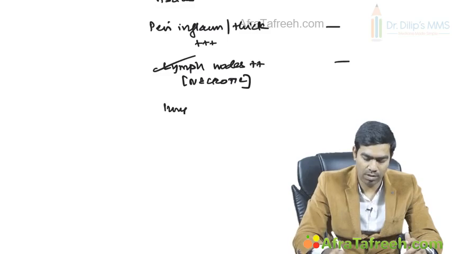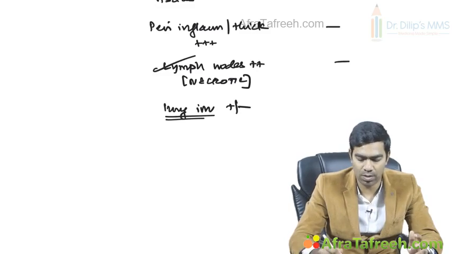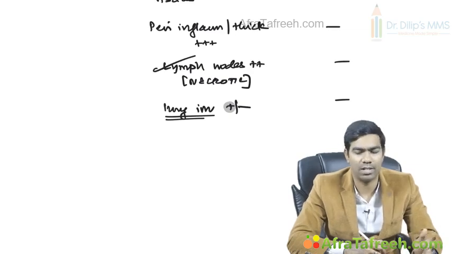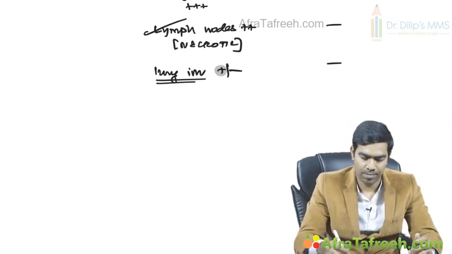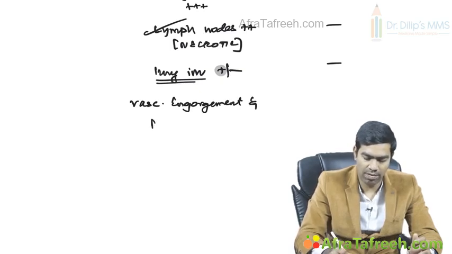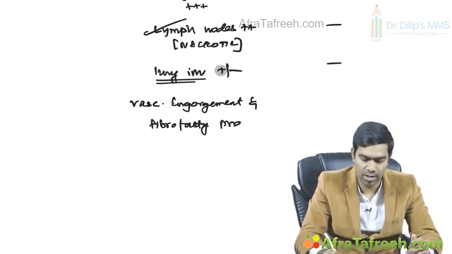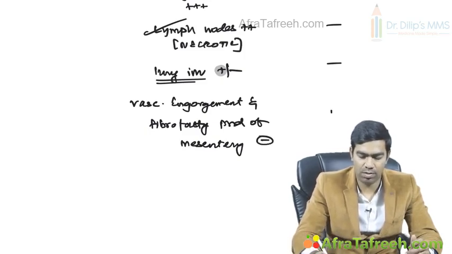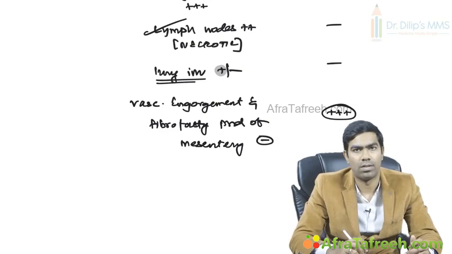And lung involvement. Lung involvement may or may not be seen, but if it's there, definitely it points towards tuberculosis. In Crohn's, you never have lung involvement. So why should it affect the lung? It's a disease of the GI tract. And vascular engorgement and fibrofatty proliferation of the mesentery, all this you can see in the contrast CT. Fibrofatty proliferation of the mesentery is very rare in tuberculosis, a common feature of Crohn's.